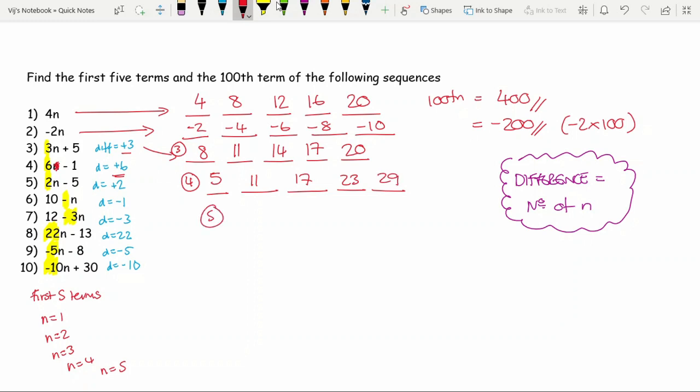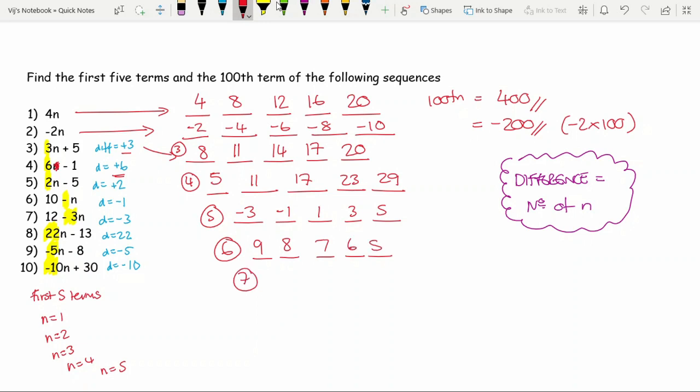For number 5, again, first 5 terms, and I know I've got to work out the hundredth terms of these, it's not a problem, I'll do that last. We've then got 2 take away 5, which is minus 3, because I just scribble out the 5, and the difference is going to be plus 2, so I'm just adding 2, so it'll be minus 3, minus 1, 1, 3 and 5. For question 6, I've got 10 take away 1, so that's going to give me 9, and with question 6 the difference is going down in 1, so it's 8, 7, 6, 5.